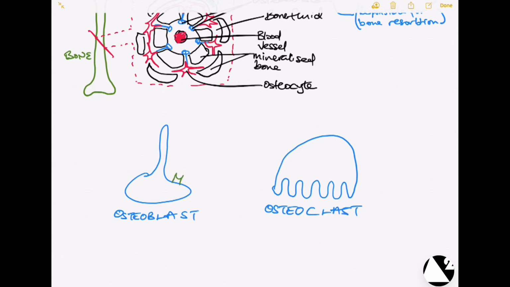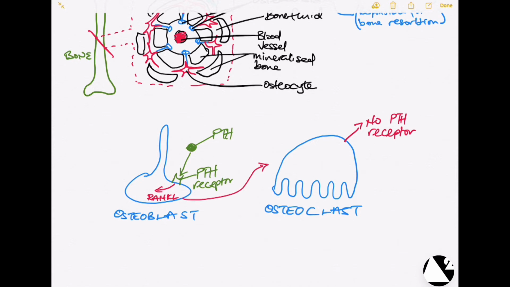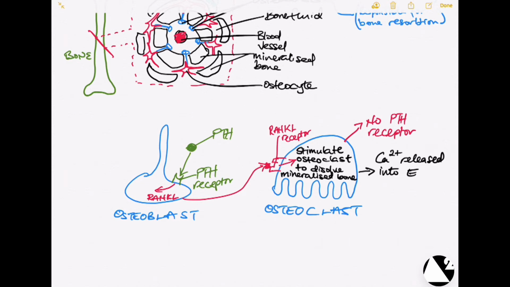However, osteoclasts do not have receptors for the parathyroid hormone, but osteoblasts do. And so the stimulation of osteoclasts by the parathyroid hormone is an indirect one, where the parathyroid hormone binds to receptors on osteoblasts, and they in turn secrete a protein called RANKL, for which osteoclasts have a receptor. RANKL therefore binds to osteoclasts and stimulates them to gobble up crystallized bone and release calcium and phosphate ions.